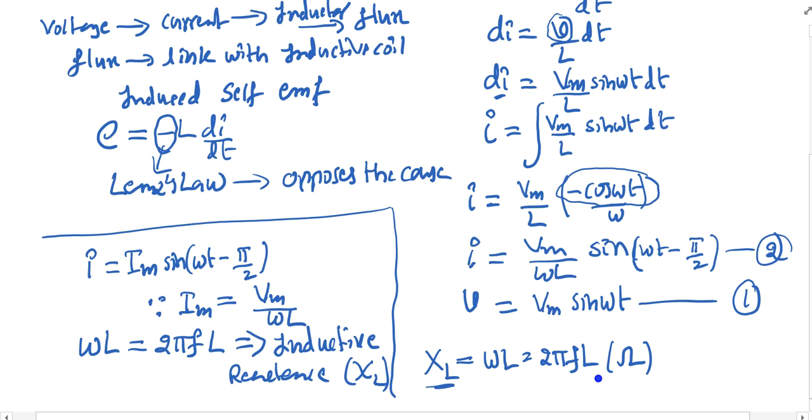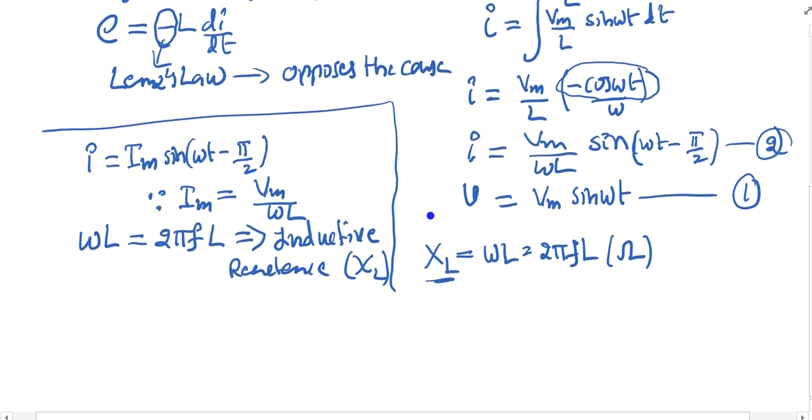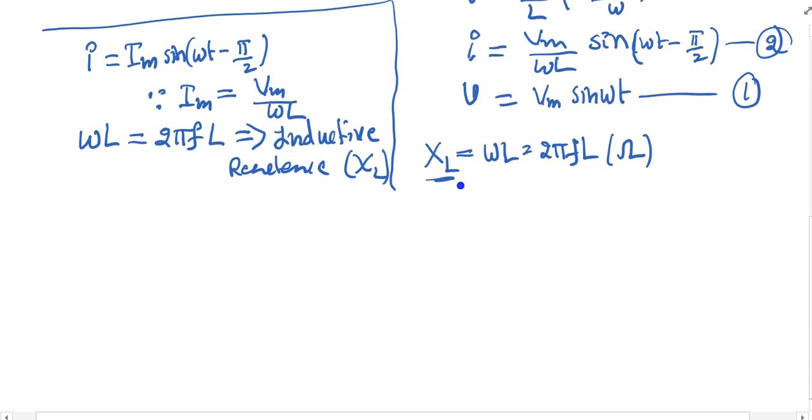The reactance is the resistive property of the inductor, called inductive reactance. Resistance means obviously you can measure it in ohms. Similarly, the reactance is also a resistance property of the inductor, so it is also measured in ohm. This is the concept you need to understand, what is meant by inductive reactance.